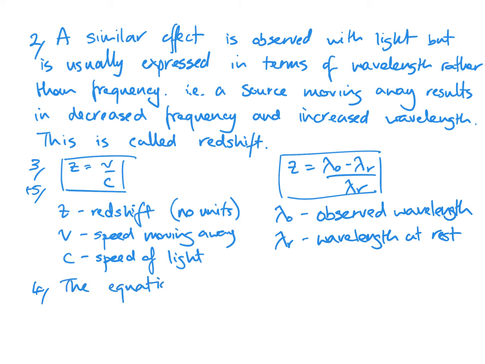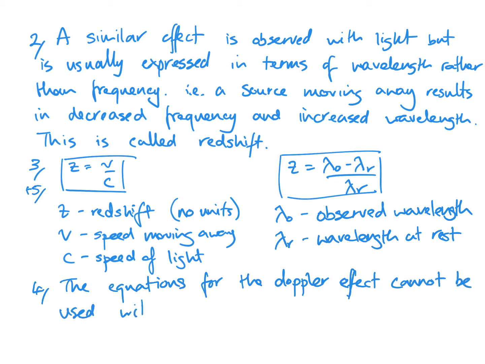So the equations for the Doppler effect cannot be used with light because of relativistic effects. That's why we need these other set of equations.